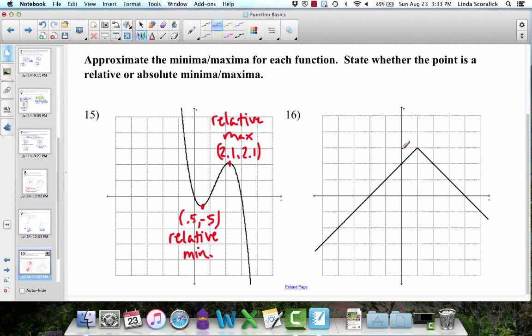Let's look at number 16. We're trying to identify all turning points. We only have the one right here. The ordered pair here would be (1, 3). Are there any points that are higher than this point? There aren't. This is an absolute maximum. It's the very highest point on the graph of that function.